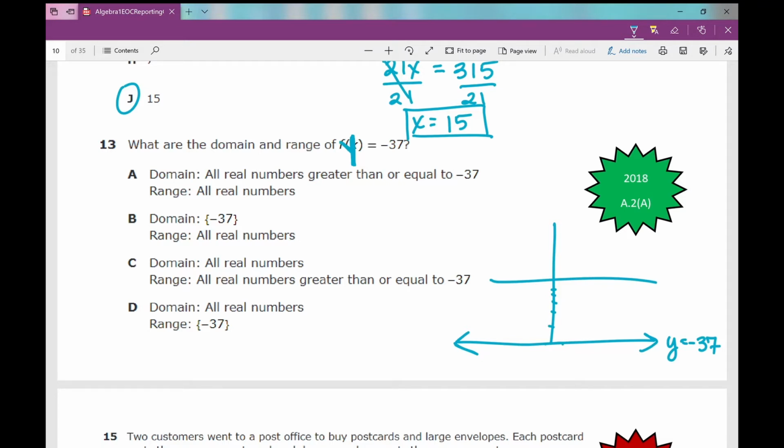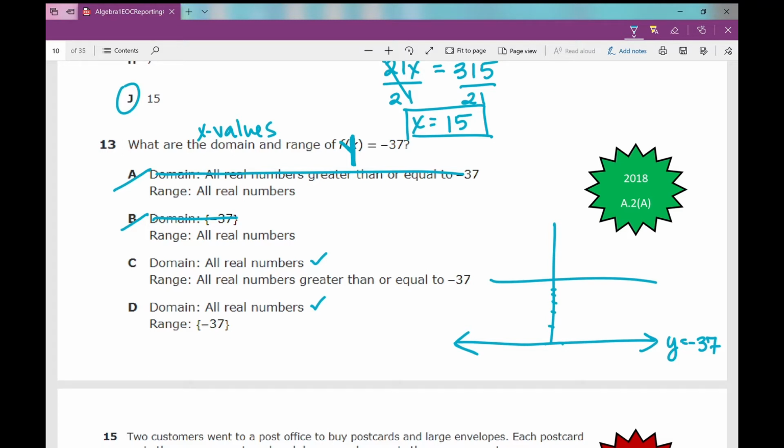Domain is your set of x values. What are the x values? All real numbers. Every single number. It goes all the way left to all the way right. That's C and D. It's not B, and it's not A. So my answer is either C or D.